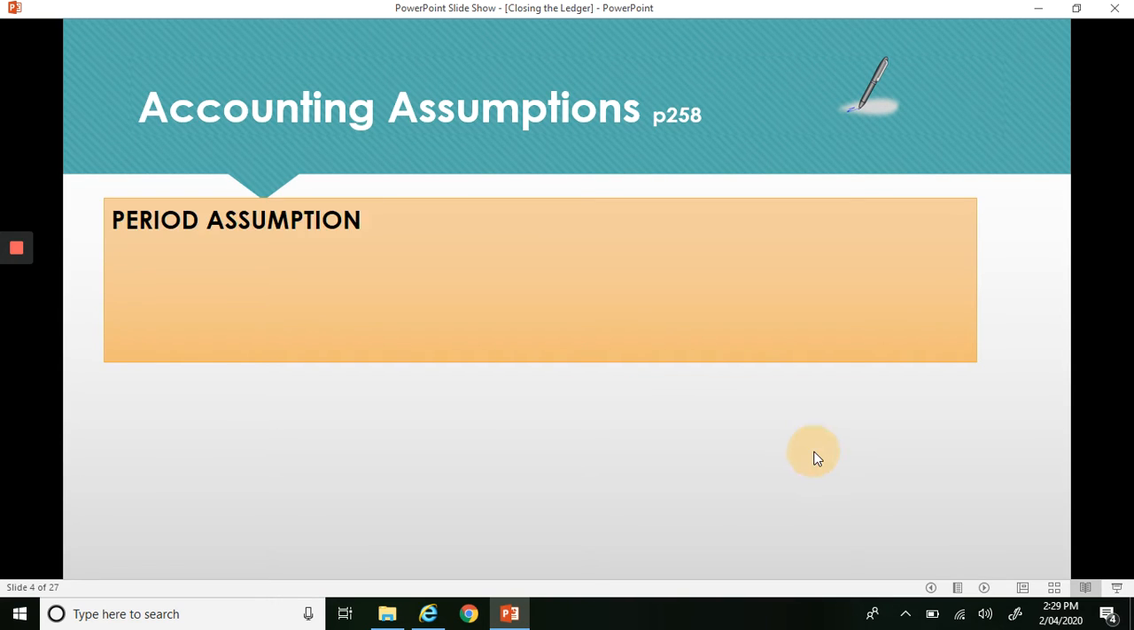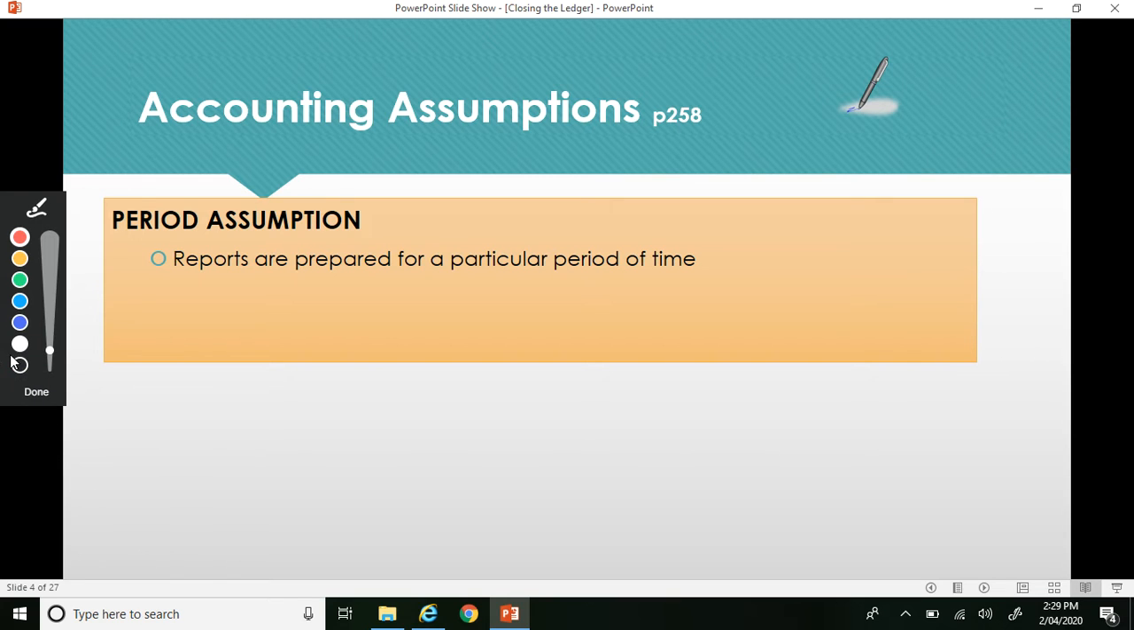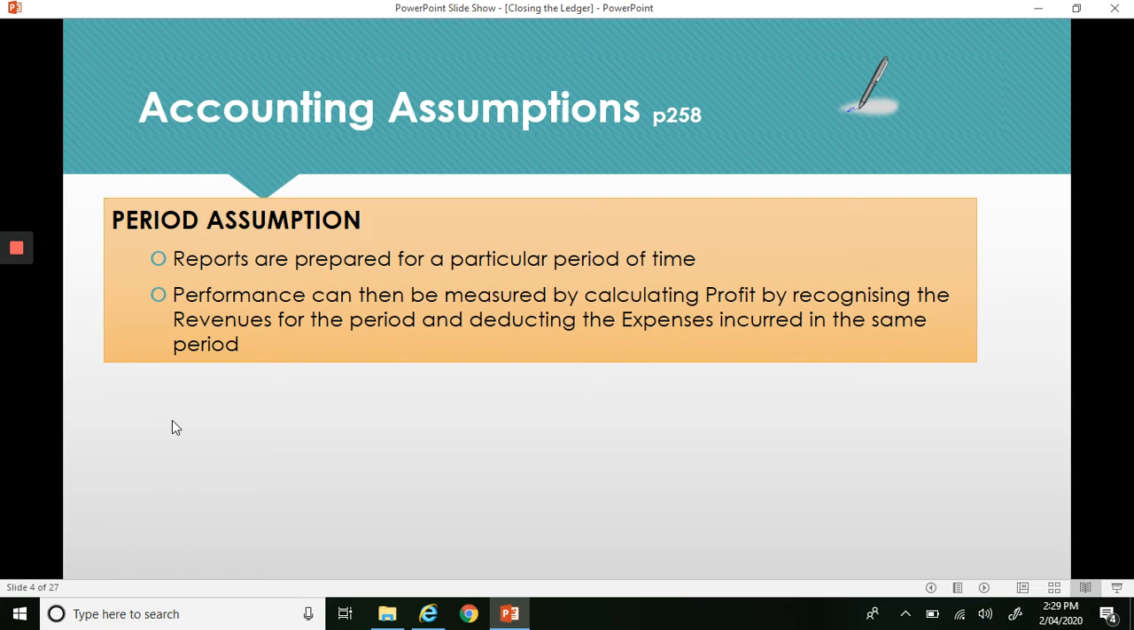Now, the theory related, the accounting assumptions, are period assumption. Reports are prepared for a particular period of time, which you'll be familiar with. Performance can then be measured by calculating profit by recognising the revenues for the period and deducting the expenses incurred in the same period. So that relates, of course, to period assumption.